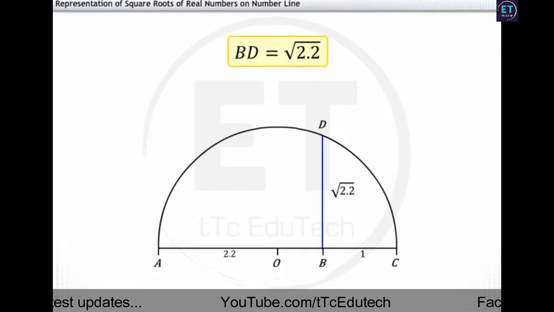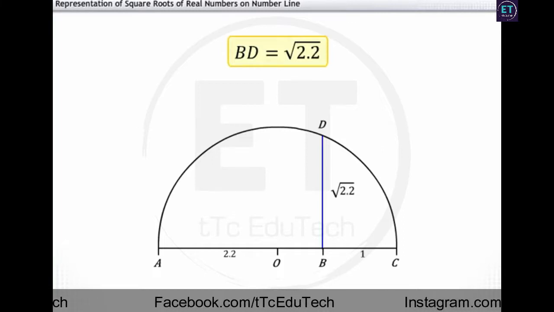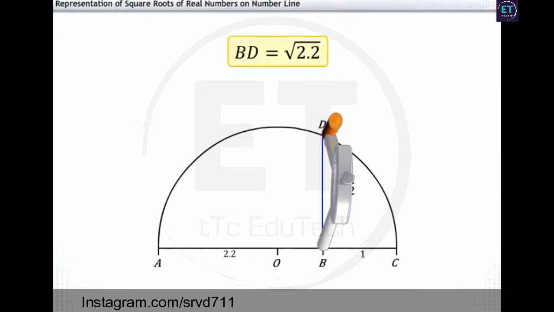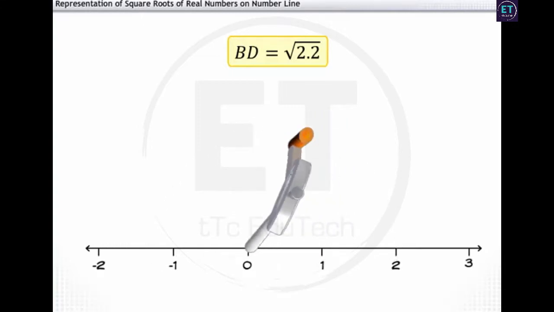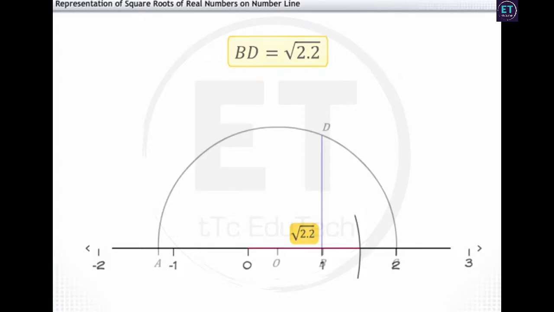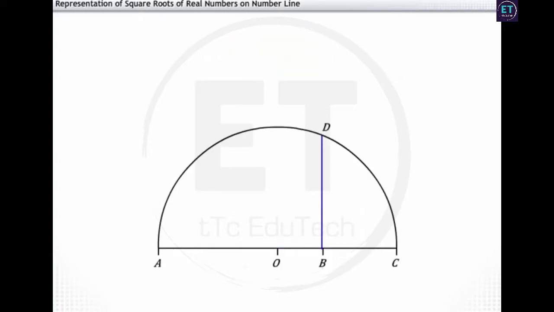To represent the square root of 2.2 on the number line, measure the distance BD with the help of a compass. Mark an arc OE equal to BD on the number line. Thus the distance OE represents the square root of 2.2 on the number line. Similarly, we can represent any positive real number x on the number line by finding its value geometrically. You can perform this by taking a point P such that AB is equal to x. Then the distance BD is equal to the square root of x.